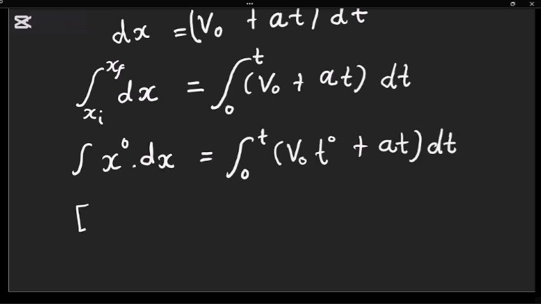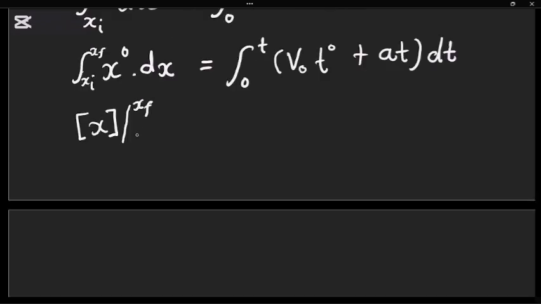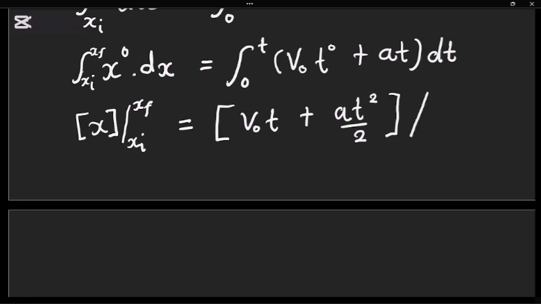So from here, you integrate your x to the power 0, which will be just x, and then you put back your evaluation bar from x final up to x initial, which will be equal to v naught multiplied by t plus at squared. Since your exponent is 2, you also divide with your 2 from the power rule. Then you put back your evaluation bar from t up to 0.